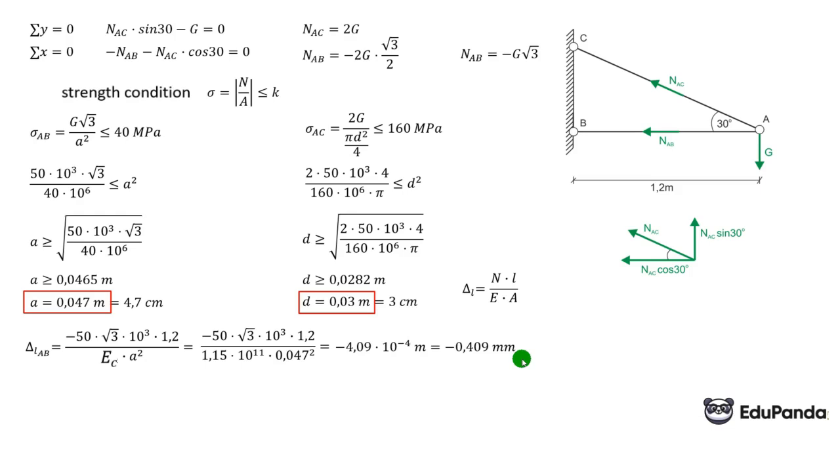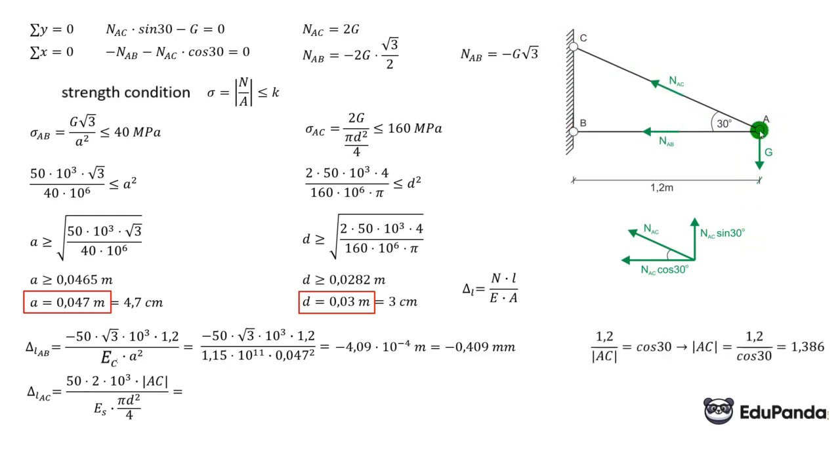We do the same with rod AC, that is, the force in the rod is 2 times G, that is 2 times 50 kN, times the length of rod AC divided by Young's modulus for steel, times pi times d squared divided by 4, that is the cross-sectional area. And the length of rod AC we will calculate from the right triangle: 1.20 to AC is cos 30. From this we calculate AC: 1.20 over cos 30, that is 1.386, and we substitute numerical values everywhere.